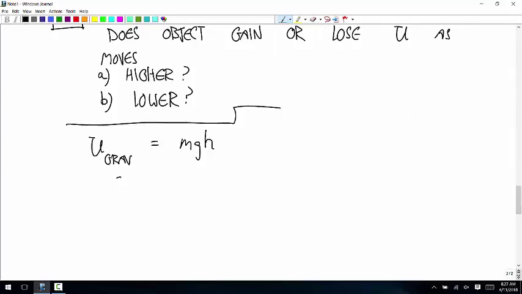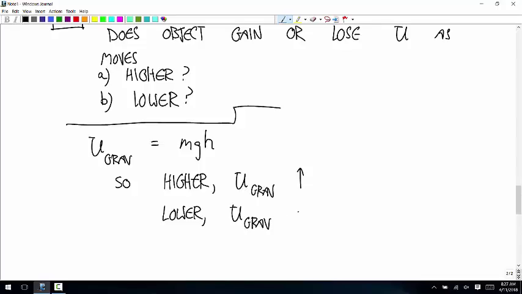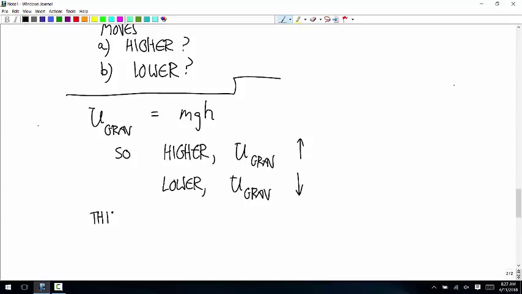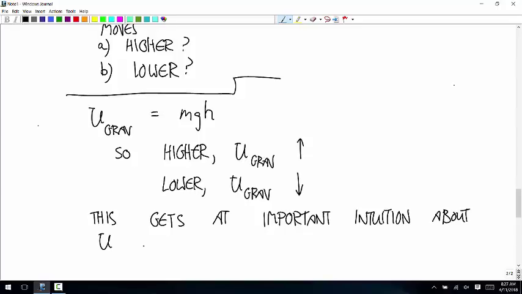And so if an object goes higher, gravitational potential energy increases. And if an object goes lower, gravitational potential energy decreases. And this gets at an important thing to intuitively understand about potential energy. Important intuition about potential energy in general.